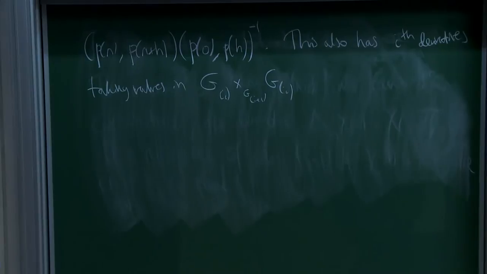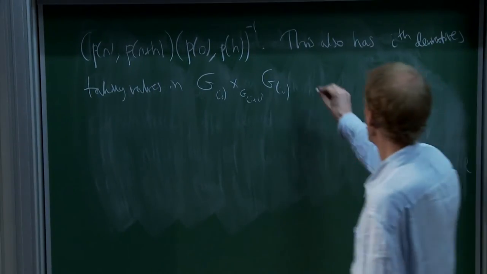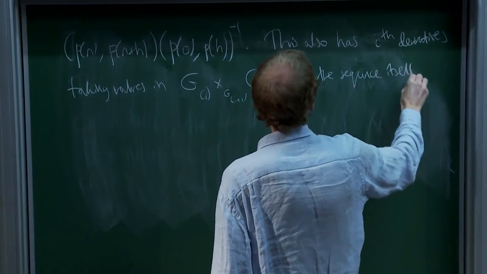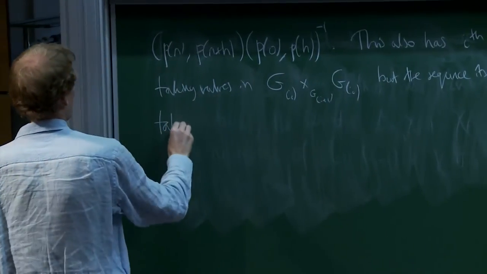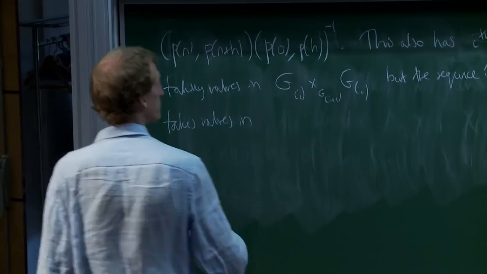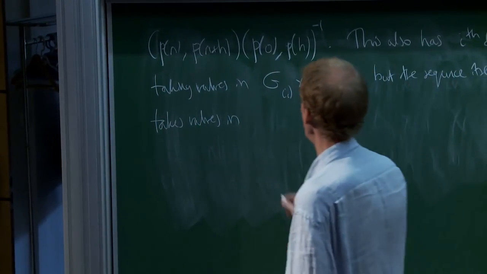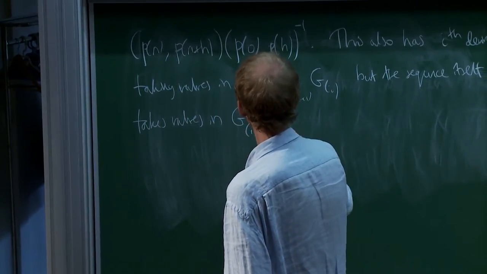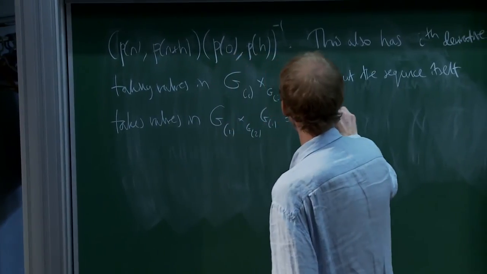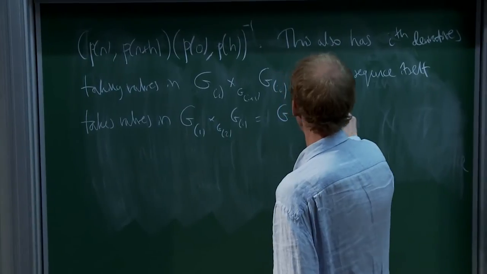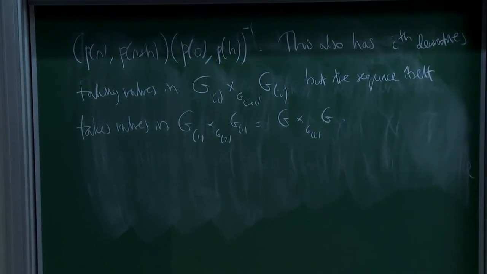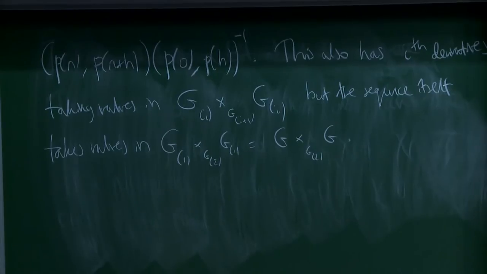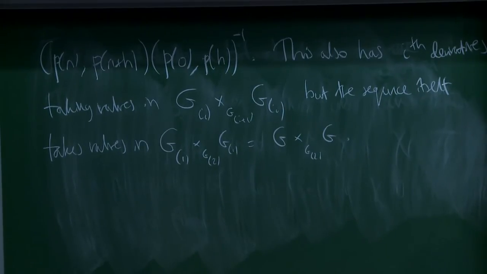But now the sequence itself takes values in the first term, G1 cross sub G2 G1, which is just the same thing as G cross sub G2 G. That's not difficult to prove. Let me just write it down. It's sort of half an exercise, half an actual proof.